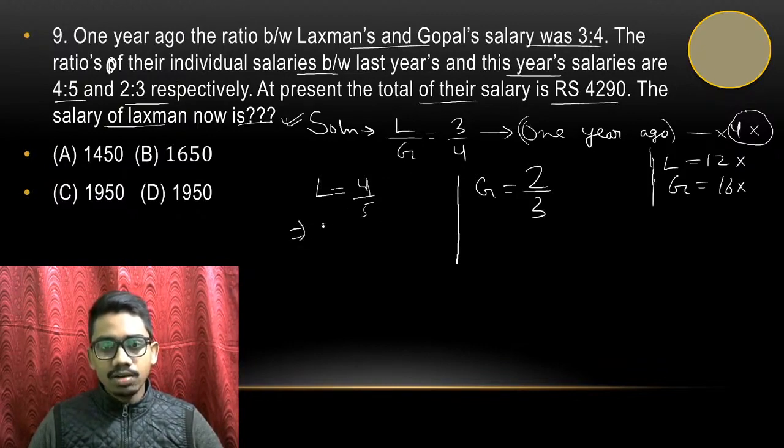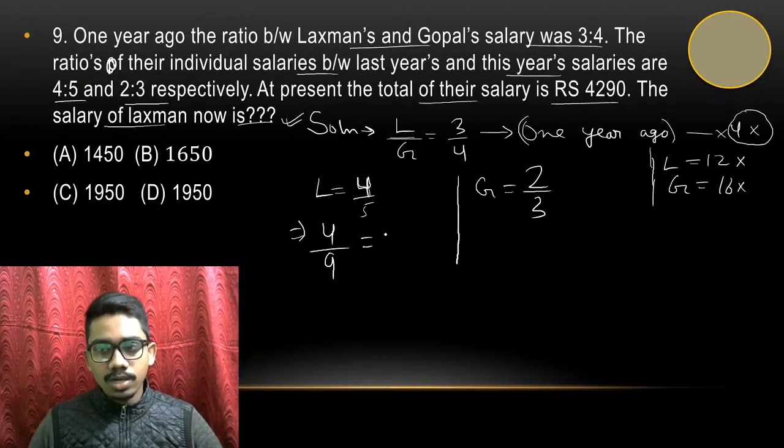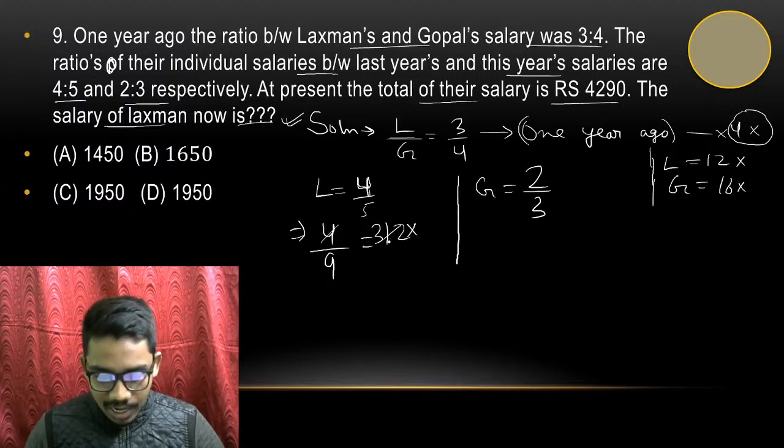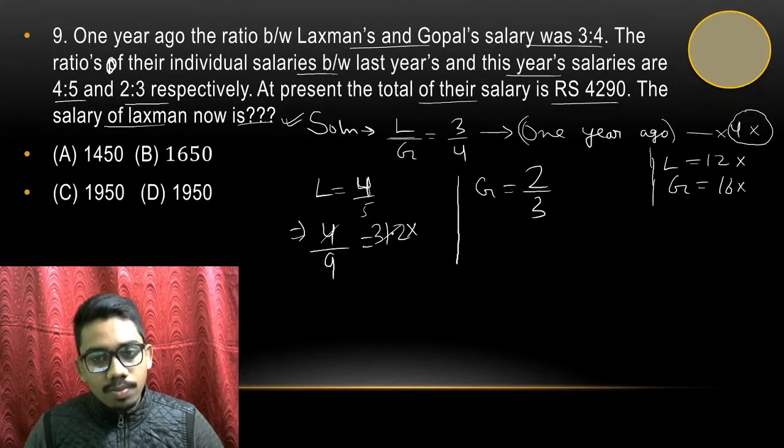So I can write 4/9. So I am calculating the salary of last year. So 4/9, how am I writing? So this 4 and this 4, 5 plus 4 is 9, equals to how much? This is for Lakshman, it is 12x. So I can cancel this value, 4 into 3. ठीक है. And what I will get, यहाँ से मुझे क्या मिलेगा? 4/9 equals to 12x. So यहाँ से कुछ और करते हैं गाइज.